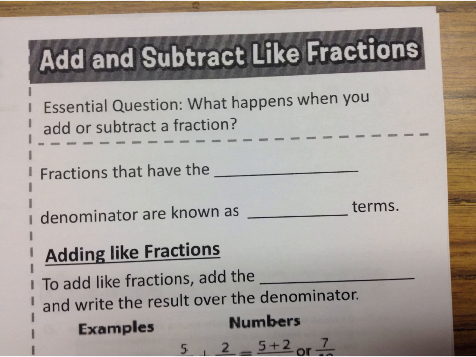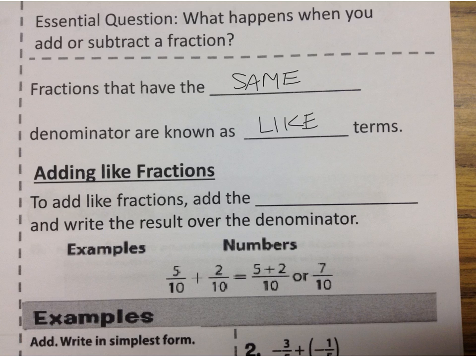Fractions that have the same denominator are known as like fractions. Remember, the denominator is the number at the bottom of a fraction. To add like fractions, add the numerators and write the result over the denominator.